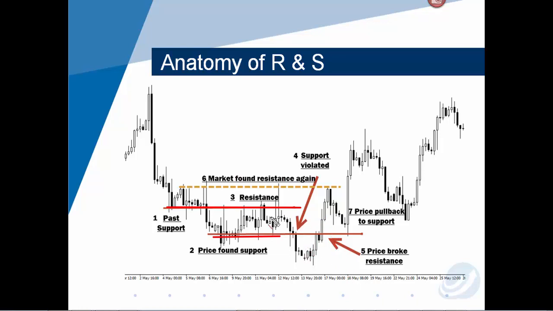Instead, price actually broke above this level of resistance, hitting this level of resistance. So that means momentum pushed price into these levels here. So basically, the conviction of the market right now is to the upside. Traders are now looking to buy.